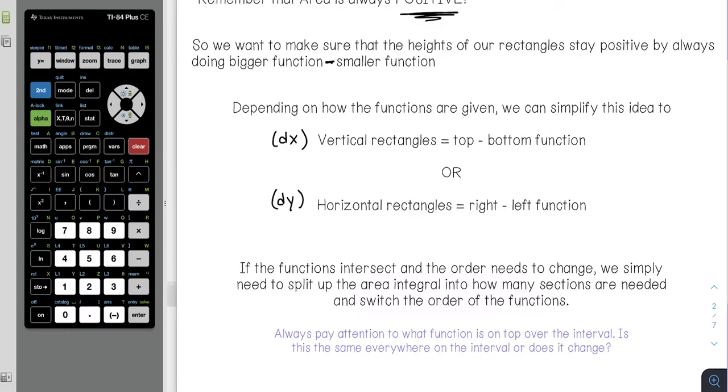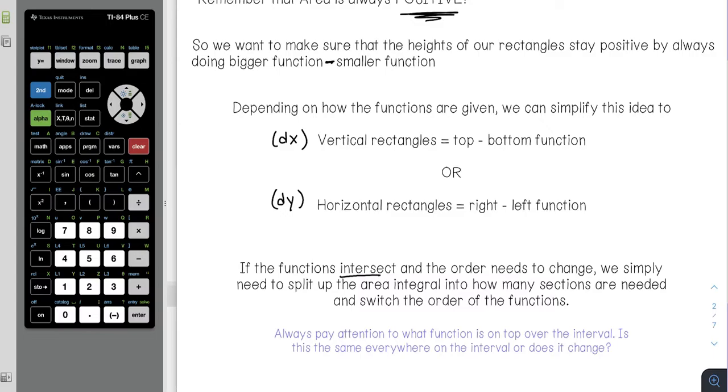So just something to be aware of is that if the functions intersect and the order needs to be changed, you simply need to split it up into multiple integrals. So you always want to pay attention to what function is on top over that interval that you're integrating over. Is it always the same function on top, or does it change at some point? Always something to be aware of.